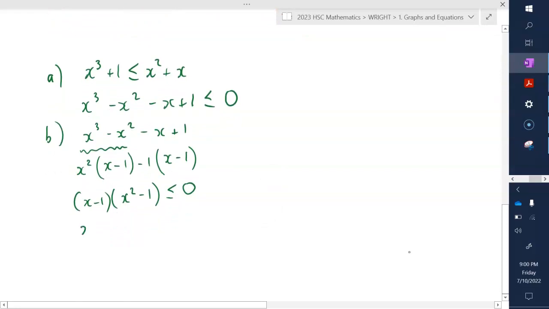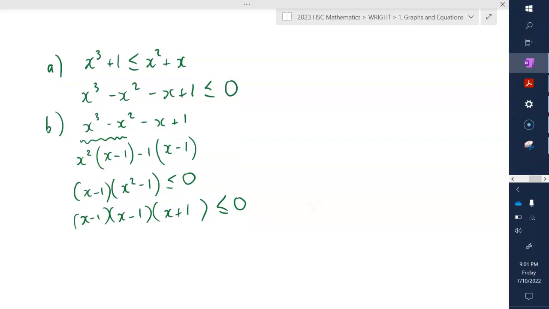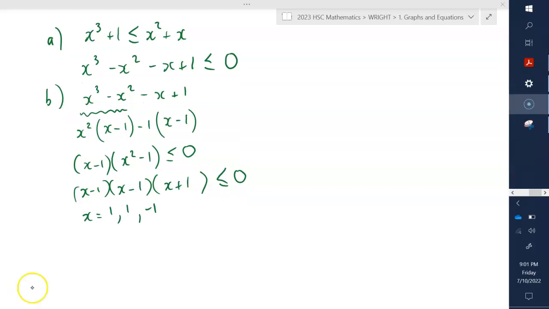Now, I've got an x minus 1. And what can you see about this second part here? Just ignore the less than or equal to 0 to start with. We're just looking at what's happening in our brackets. This is a squared term. 1 is also a squared term. So this is a difference of 2 squares. So I can write that as x minus 1, x plus 1. So I have my zeros for my graph. I have x equal to 1, 1, and minus 1 as my zeros.